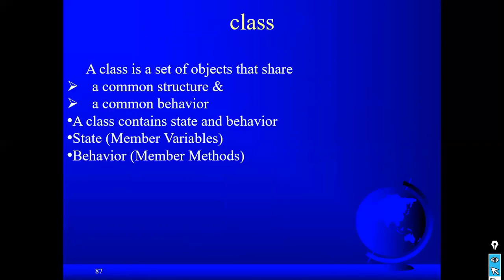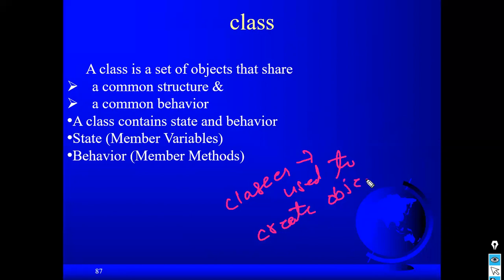Class. Class is a mold. This is your textbook definition. Class is a mold or a template or a blueprint which is used to create objects. So if I need to have objects, I need to have classes. Classes are used to create objects.